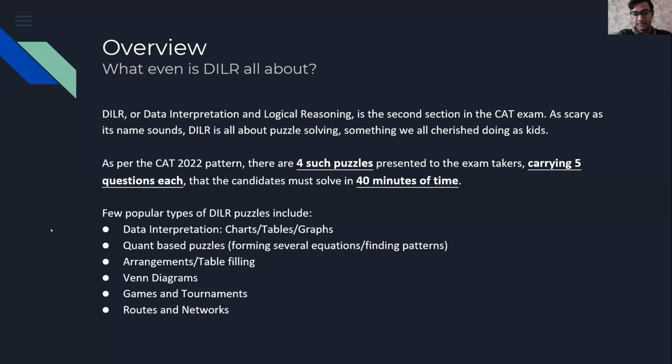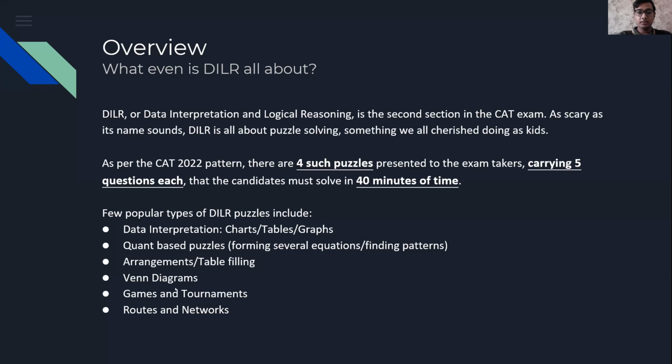So the first one is data interpretation, which has a lot of pie charts, bar graphs, and tables that are presented to you. Essentially you are asked questions on them where you have to read the table, understand, interpret, and then answer the questions. Then there come quant-based puzzles, which involve a lot of mathematics. Sometimes you will have to form equations, find patterns in the numbers, something very similar to the puzzles that we discussed earlier. Next comes arrangements, where you are asked to arrange people in a line or in a circular arrangement, or simply table filling questions, right?